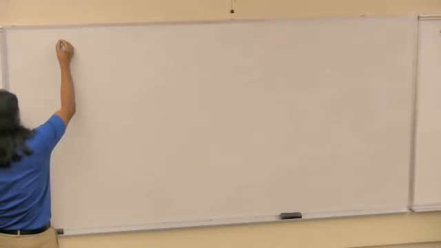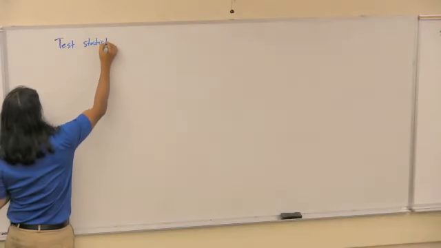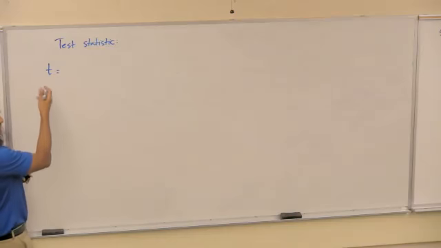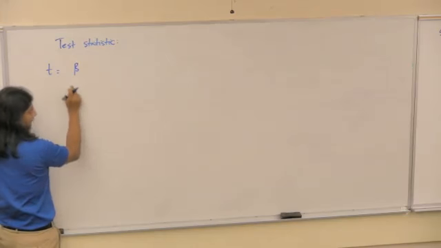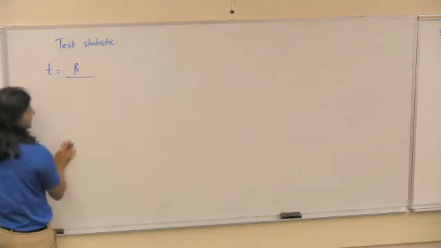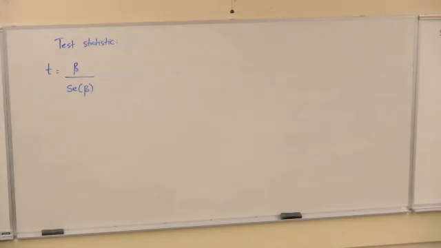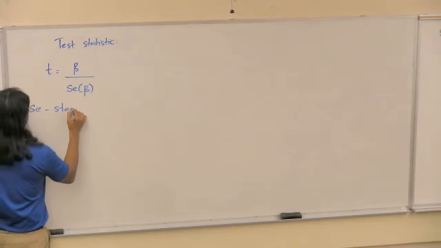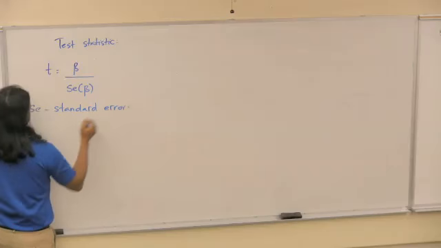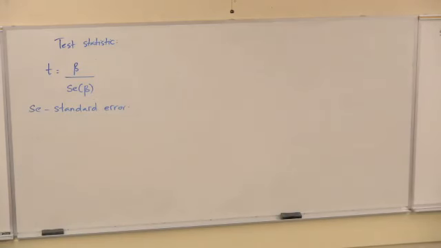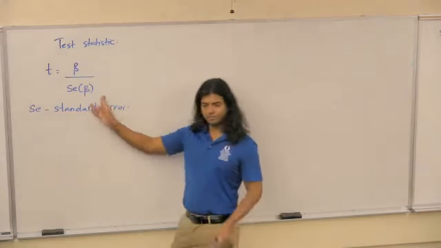In this case, the test statistic that we will use is the letter T, the T score. The value of beta that you get divided by the standard error of beta. SE stands for standard error. I'm sticking with that notation because your textbook doesn't put a hat, but in practice, we need to put a hat on top of it because it is an estimator. But in your case, the book simply gives you the value of the standard error.